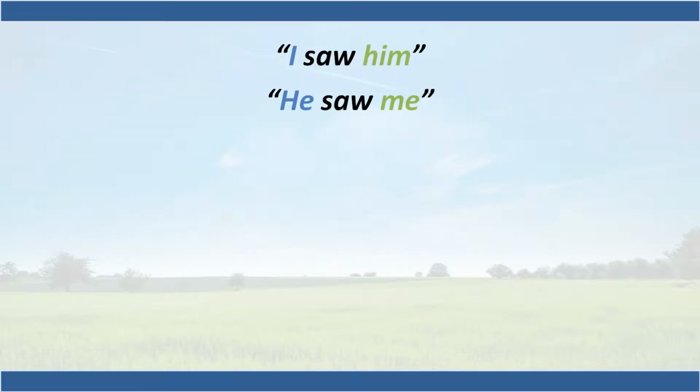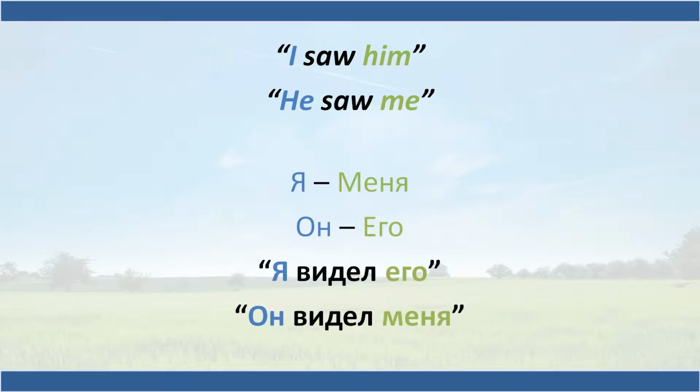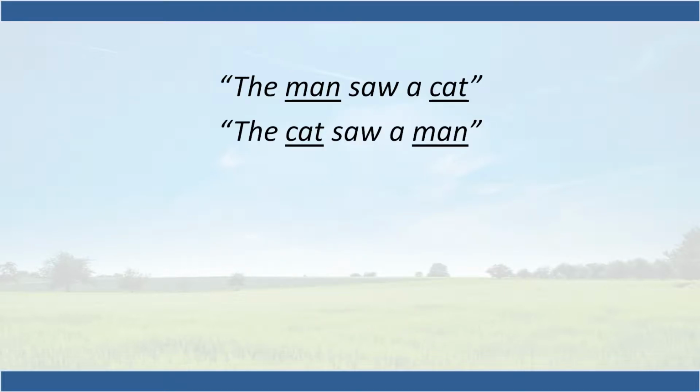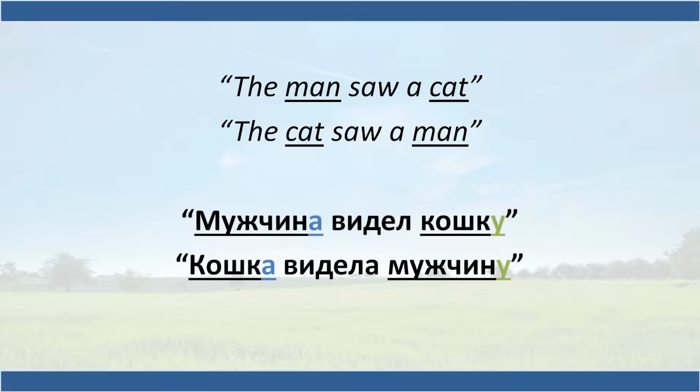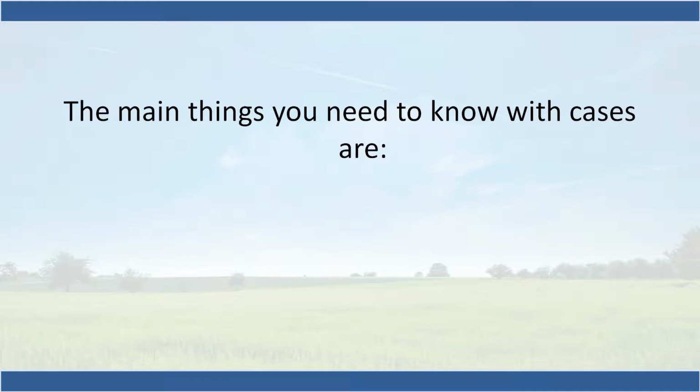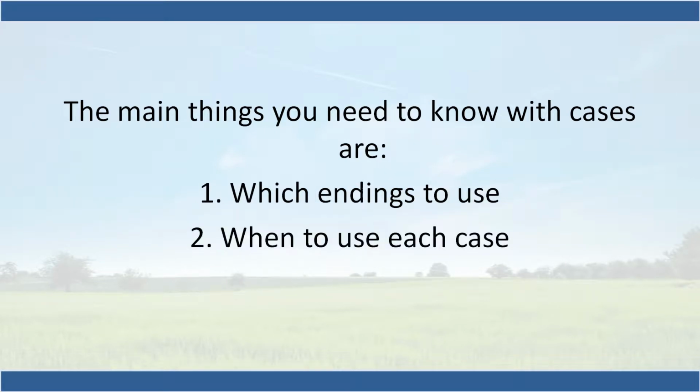The example before, I saw him, he saw me: я, меня, он, его. Я видел его, он видел меня. This is exactly the same. However, the man saw a cat, the cat saw a man: мужчина видел кошку, кошка видела мужчину. The endings change here in Russian because the cases affect every noun. So the main things you need to know with cases are: number 1, which endings to use; number 2, when to use each case.